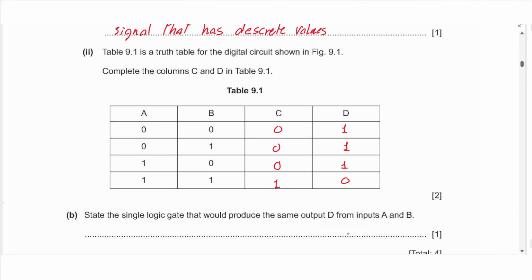State the single logic gate that would produce the same output D from the inputs A and B. So basically we reverse the output of an AND gate. That would be a NAND gate.